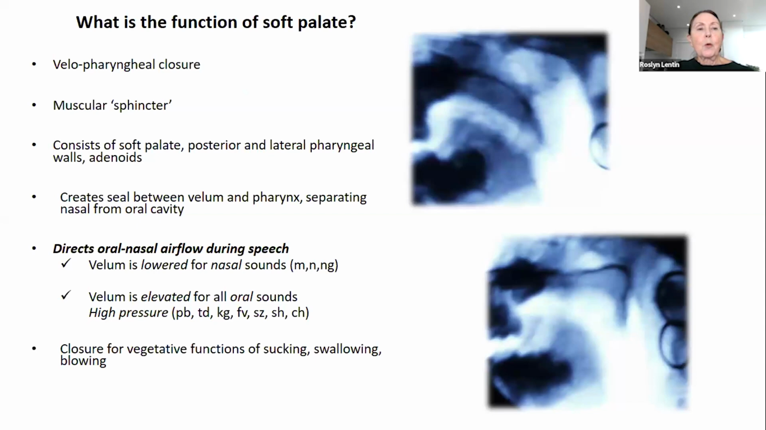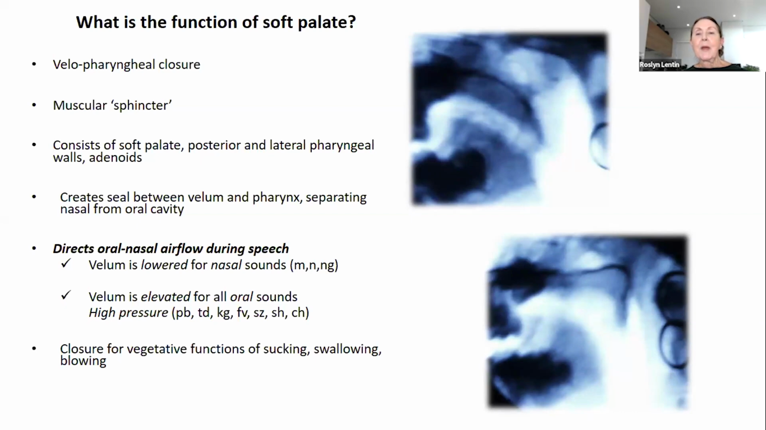So I think it's just important to know what is the function of a normal soft palate, or what we call normal velopharyngeal closure. We just outlined this palate with some barium, as you can see, and it is a muscular sphincter activity, and consists of the soft palate that will move up and back towards the posterior pharyngeal wall, and then the lateral walls constrict. And so this is why you get the sphincteric closure. The importance of this is to divide the oral cavity from the nasal cavity and redirect airflow either into the nose or into the mouth.